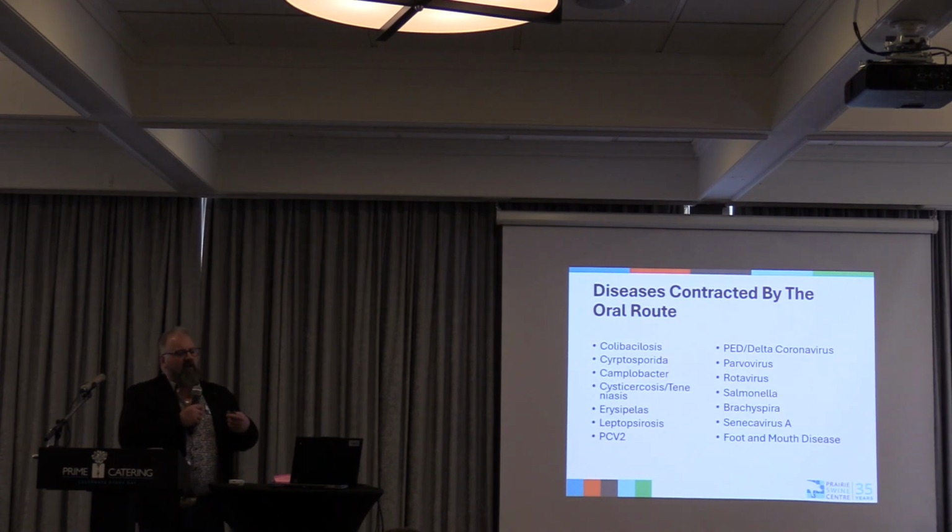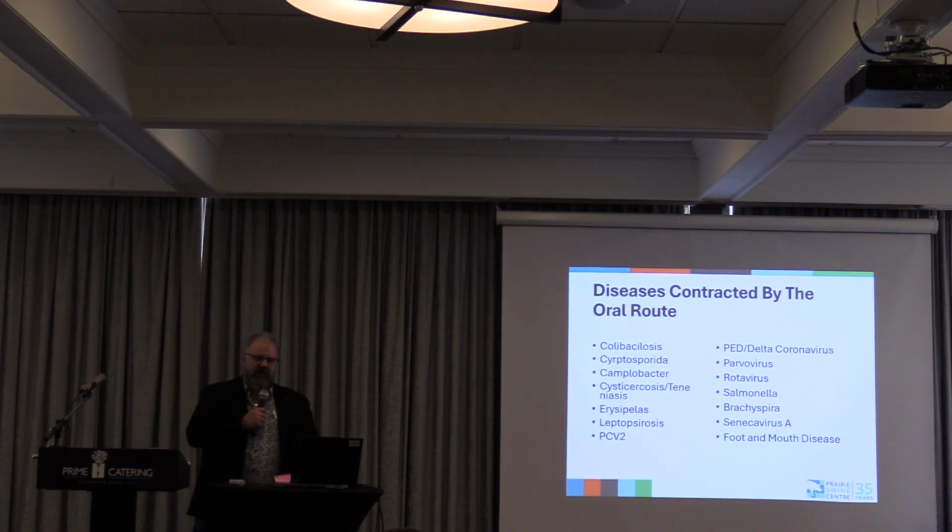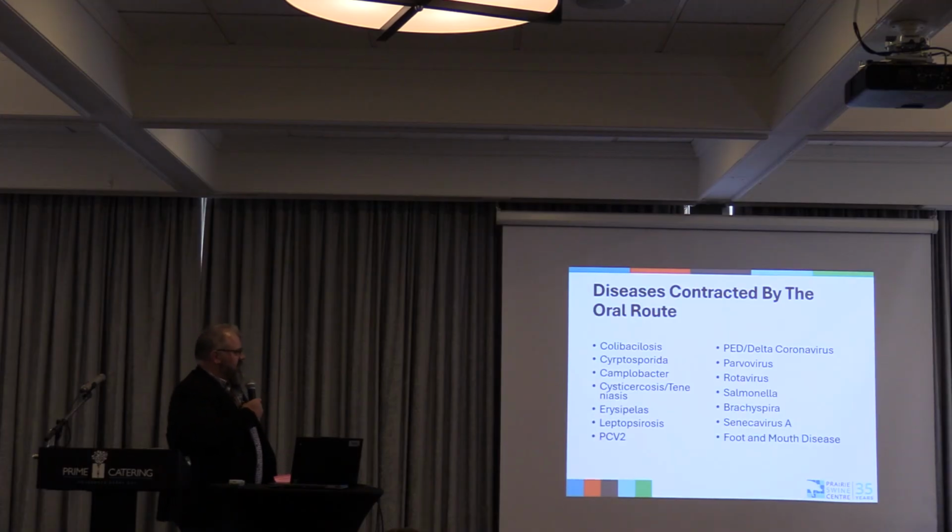So, diseases contracted by the oral route, there's quite a good list of them. Colibacillosis, cryptosporidium, cysticercus, erysipelas, lepto, PCV2, PED. I won't list them all. What I want you to realize is that as we go through, some of these are certainly in different areas. So there are different mechanisms and multiple mechanisms by which some of these diseases are transferred from one animal to another, or from one farm to another, or from objects to another.